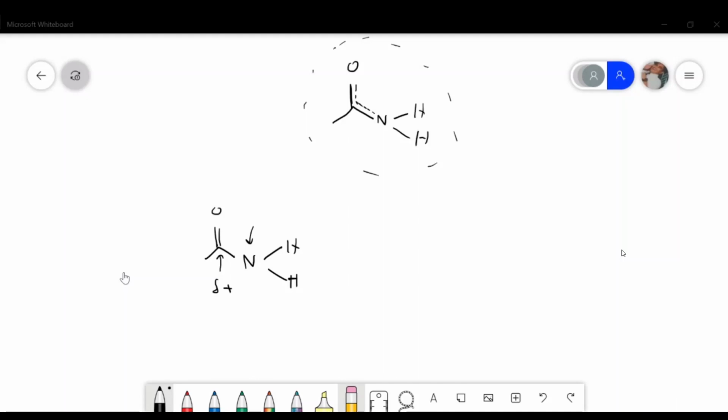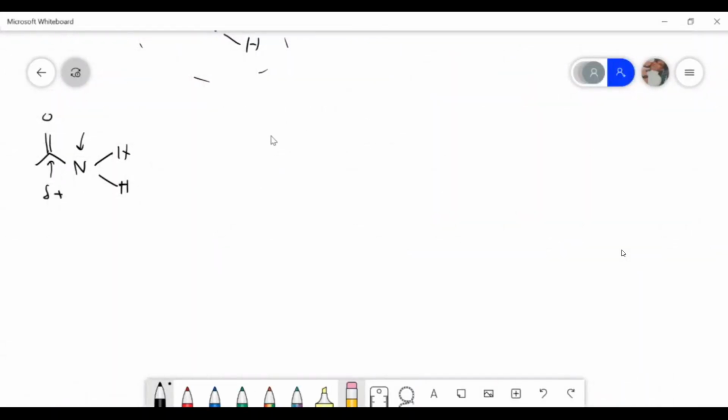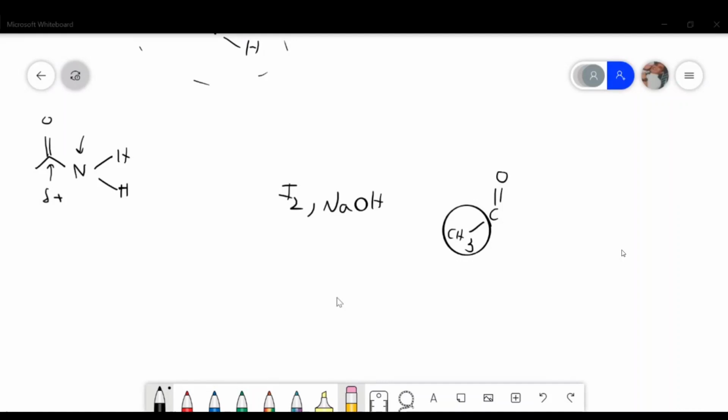And now another question for you guys. You guys know the triiodide test? The one where you add NaOH and I2 to methyl ketones. Like, you know the test with I2 and NaOH, right? That tests for this group. Are you guys aware of that test? Do you guys know what I'm talking about when I mentioned that test?